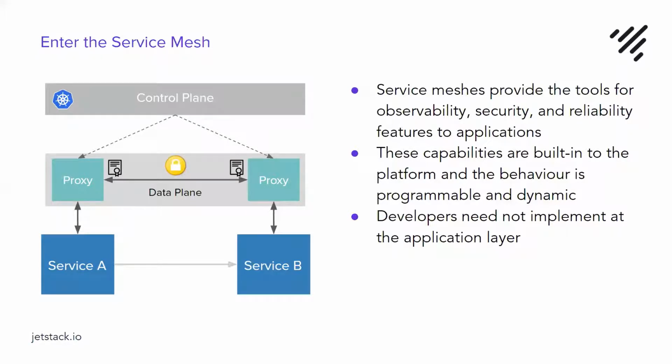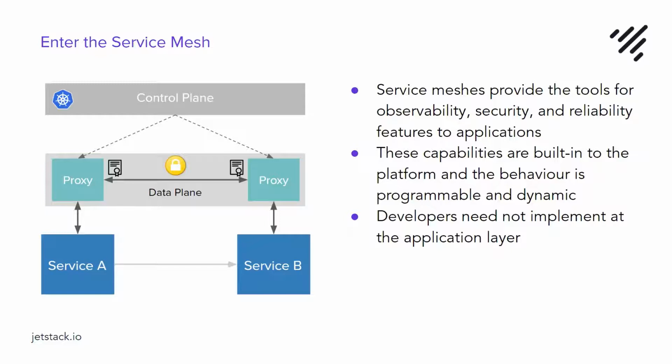So rather than relying on developers actually obtaining identity certificates themselves and applying layers of implementation for things like observability, that identity, also reliability features, service meshes provide that, really built into the platform. And this is a capability that is programmable, so it's dynamic, and is controlled with control plane configuration. And the data plane itself are proxies.